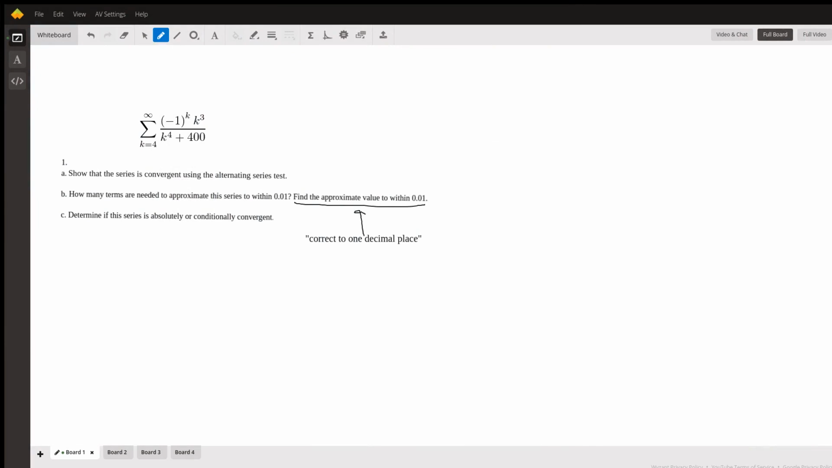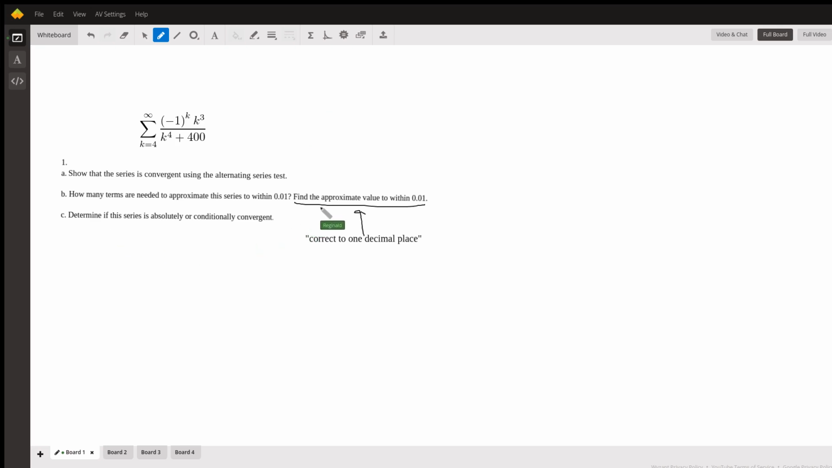So you have this alternating series, and consequently a series of questions. First, you have to show that the series is convergent using the alternating series test. Then you need the number of terms needed to approximate the series to within 0.01. You also have to find the approximate value to within 0.01. Finally, you have to determine if the series is absolutely or conditionally convergent.